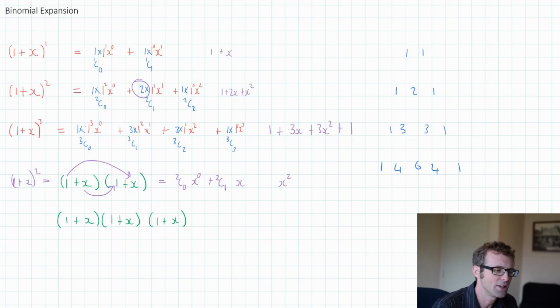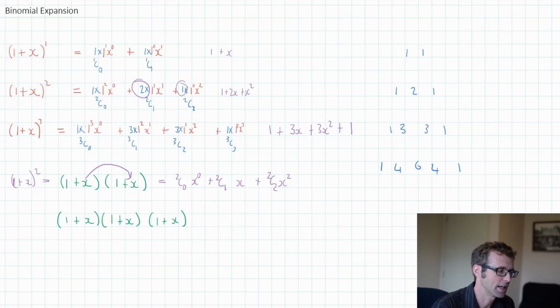Now, how many ways are there of producing an x squared term? Well, there's only one way. To get an x squared term, we must multiply x by x. There's only one way. And this is why it's 2 choose 2. We need both x's to make an x squared term. So we choose both of those x's, and there's only one way you can do that. So that's why we get a 1 times x squared.